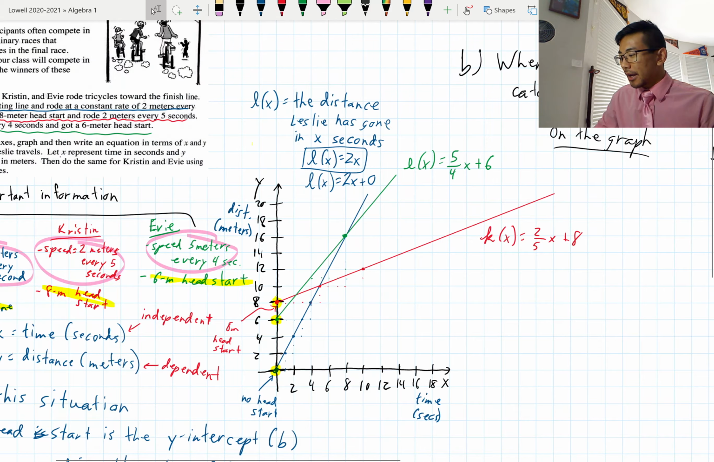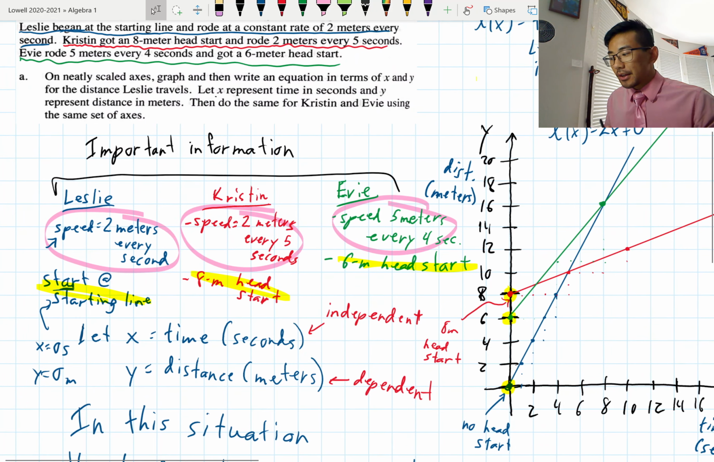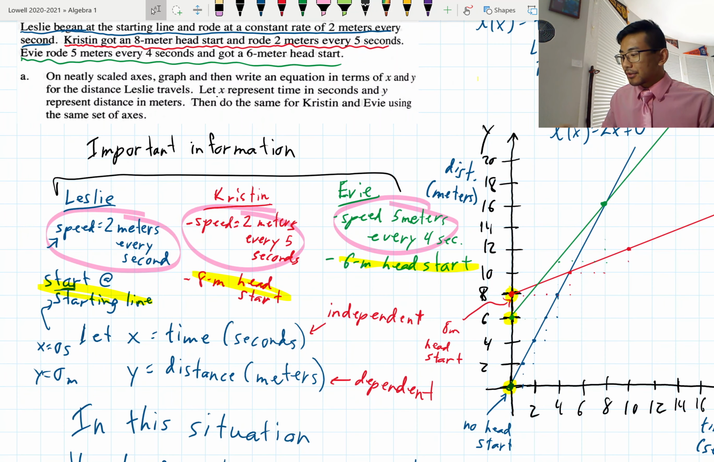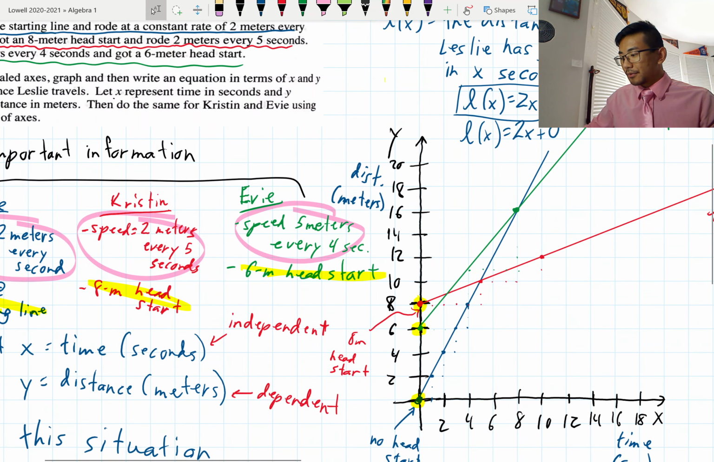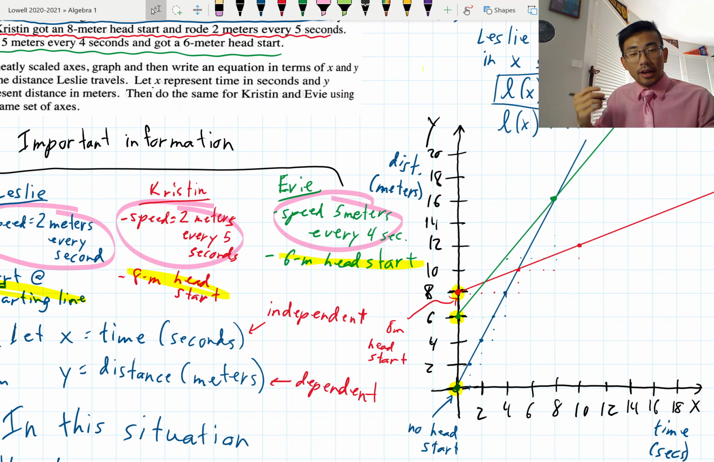So if we go back to what we were talking about in the previous video, remember Leslie starts off at the origin, at the starting line, no head start, and goes 2 meters per second. Kristen gets a head start of 8 meters, and goes 2 meters every 5 seconds. And Evie gets a 6 meter head start and then goes at a speed of 5 meters every 4 seconds.